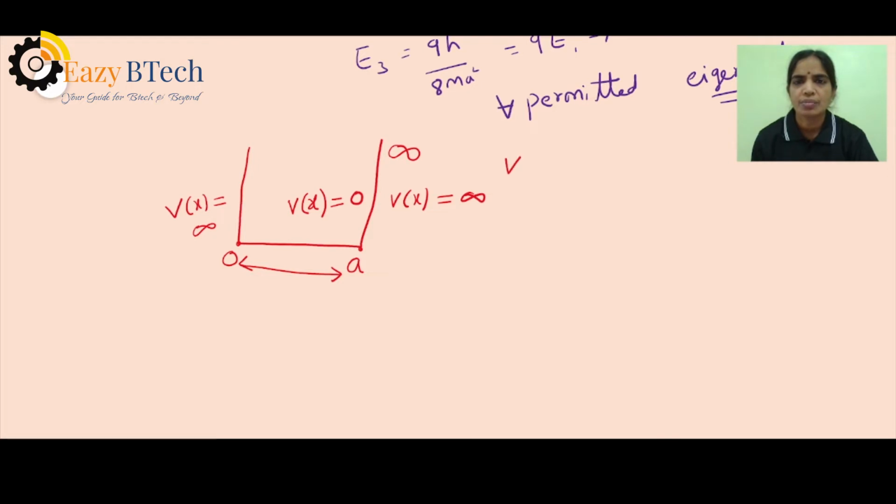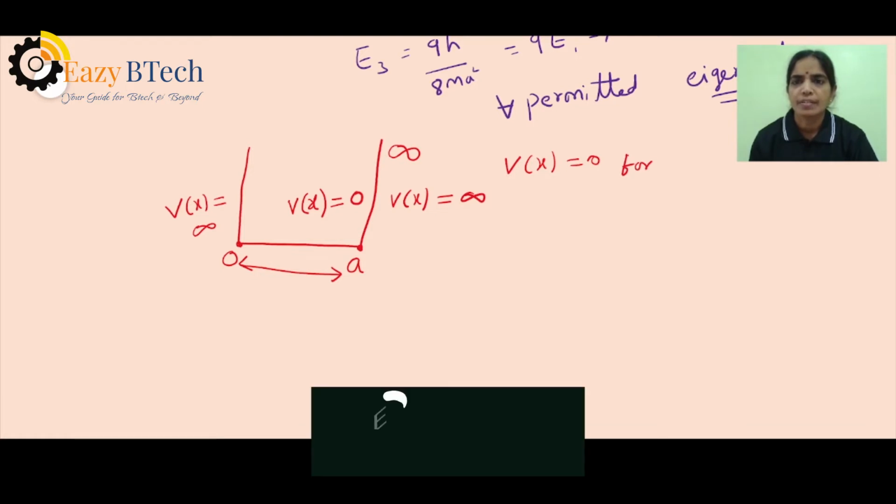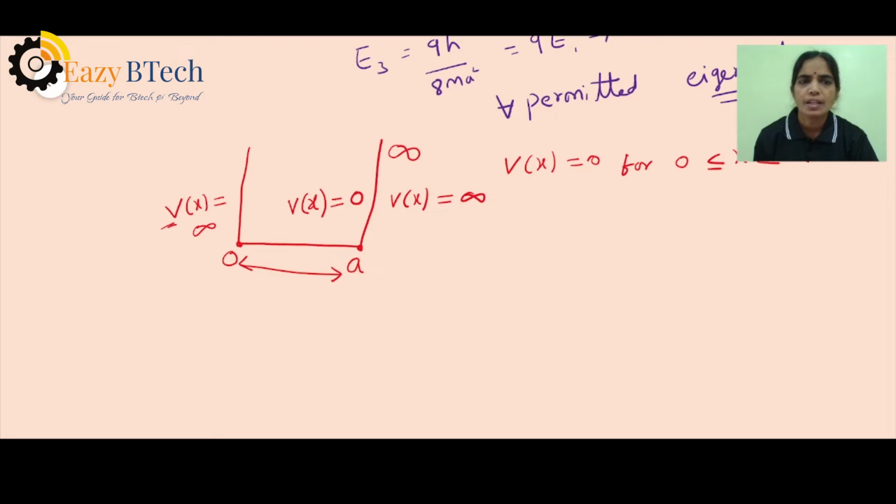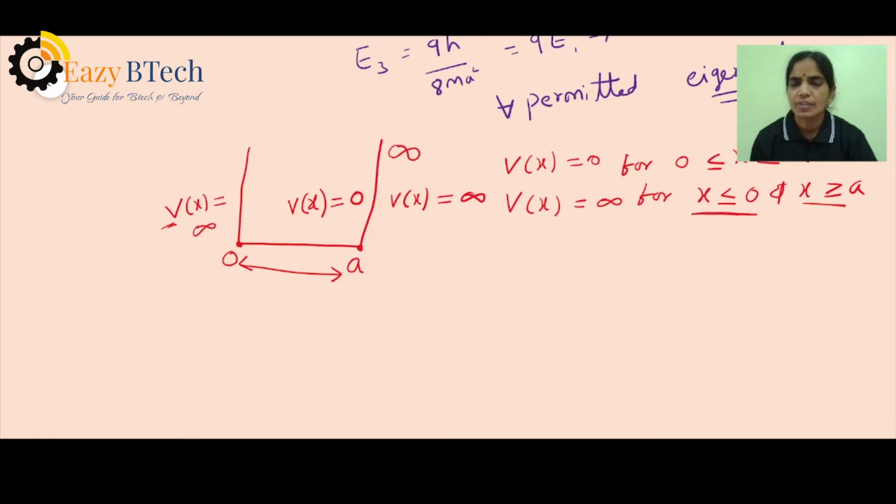So we have the conditions: V of x is 0 when the electron is within this length, in the dimension of the box. So I can write, for 0 less than or equal to x less than or equal to a. But when the particle is outside, we don't know its potential, which is nothing but infinity. So V of x equal to infinity for x less than or equal to 0 and x greater than or equal to a. That means when the particle is beyond this length a, the potential is infinity, and when the particle is outside the box, V of x is infinity for x less than or equal to 0.